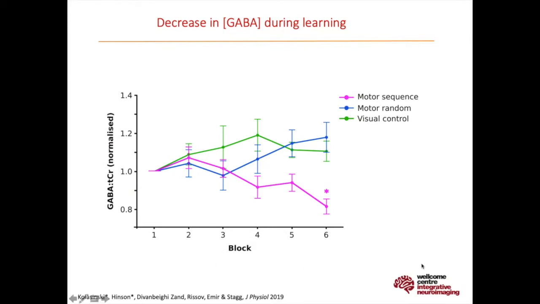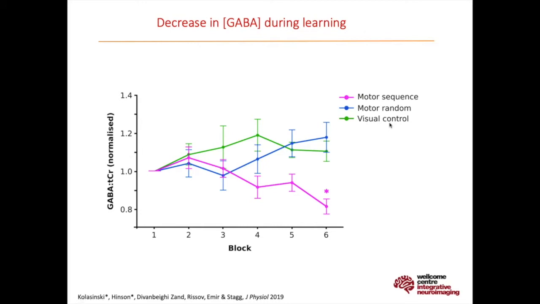Okay, and each of these blocks you can see on the x-axis were 5 minutes. And as people learnt the sequence, as it repeated enough times, they got quicker at it. And as they did that, the GABA levels went down. So this is the motor sequence group. So motor learning here led to a decrease in GABA concentration. Okay, and that was seen previously as well. And there was no change in either of our two conditions, either when they're just moving their fingers exactly the same number of times or lying there watching David Attenborough.